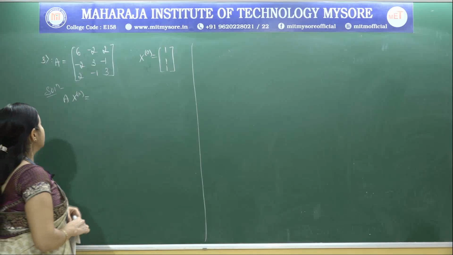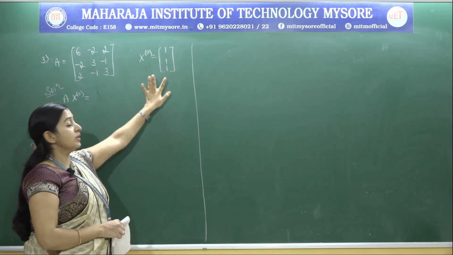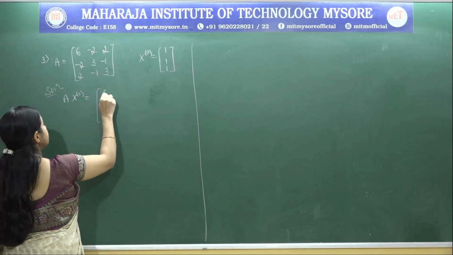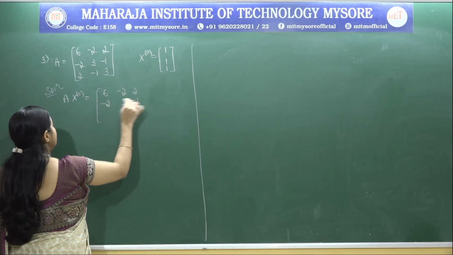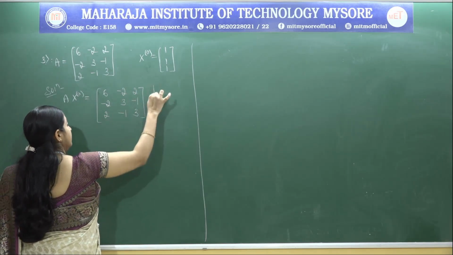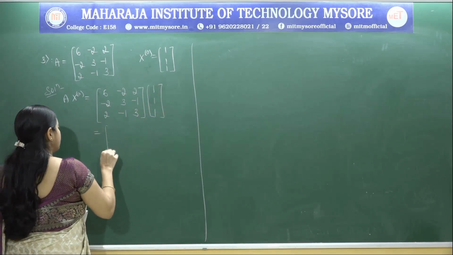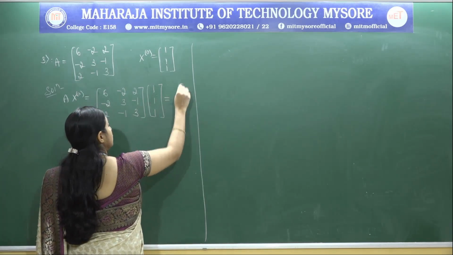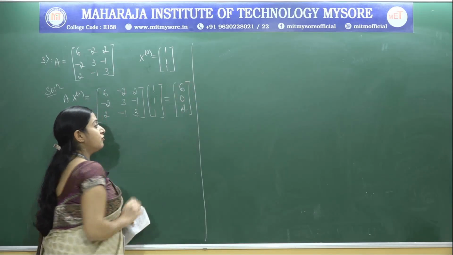So in the next problem, they give a square matrix of order 3 cross 3, and this is the initial matrix 1, 1 and 1. In the first case, you have to take the matrix multiplication of the matrix A, which is minus 3, minus 2, 3 and minus 1, 2, minus 1 and 3, with the initial matrix. Then you will get the matrix. Calculate this in your calculator, you will get 6, 0 and 4.